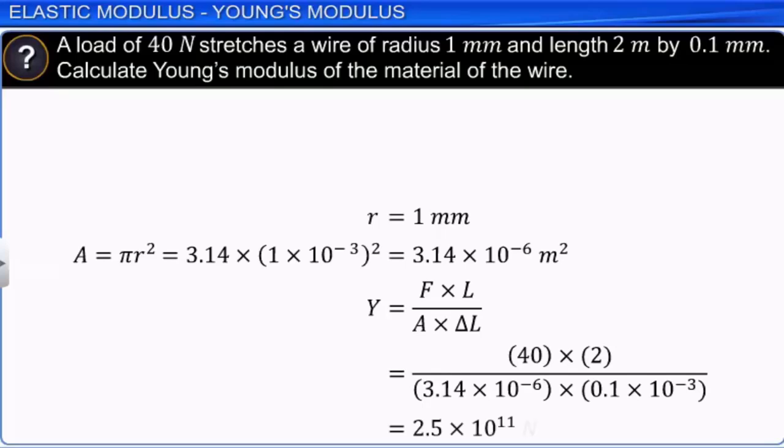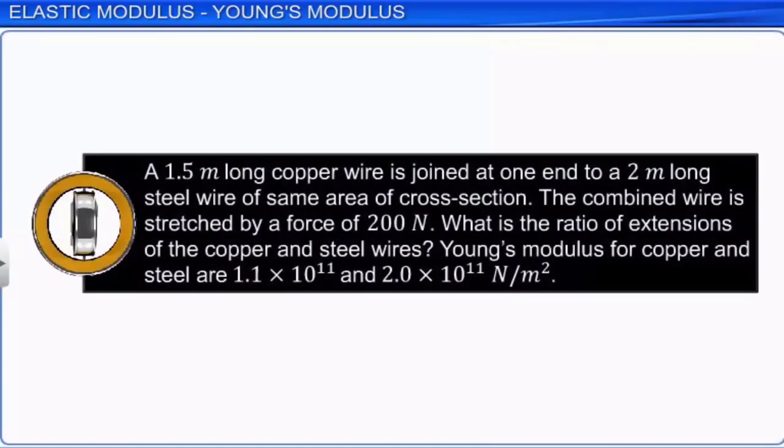A 1.5 meter long copper wire is joined at one end to a 2 meter long steel wire of the same area of cross section. The combined wire is stretched by a force of 200 newtons. What is the ratio of extension of the copper and steel wires?